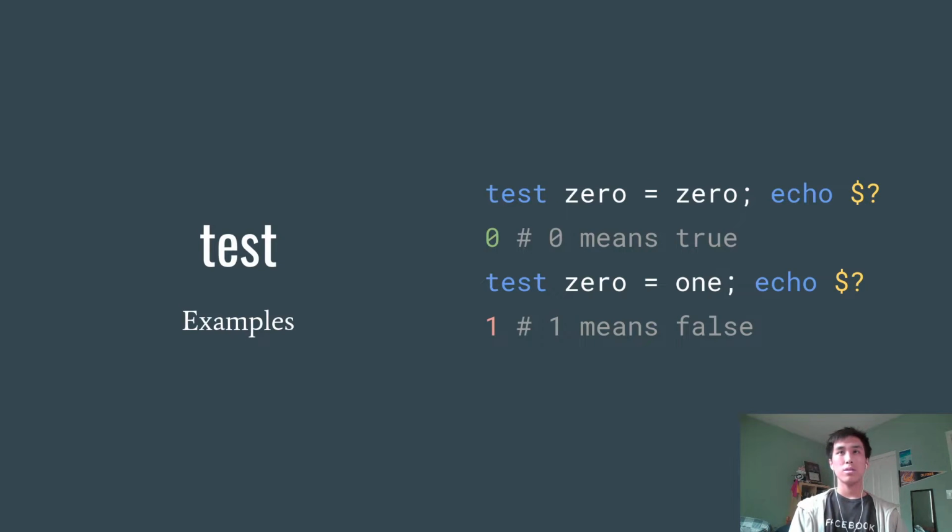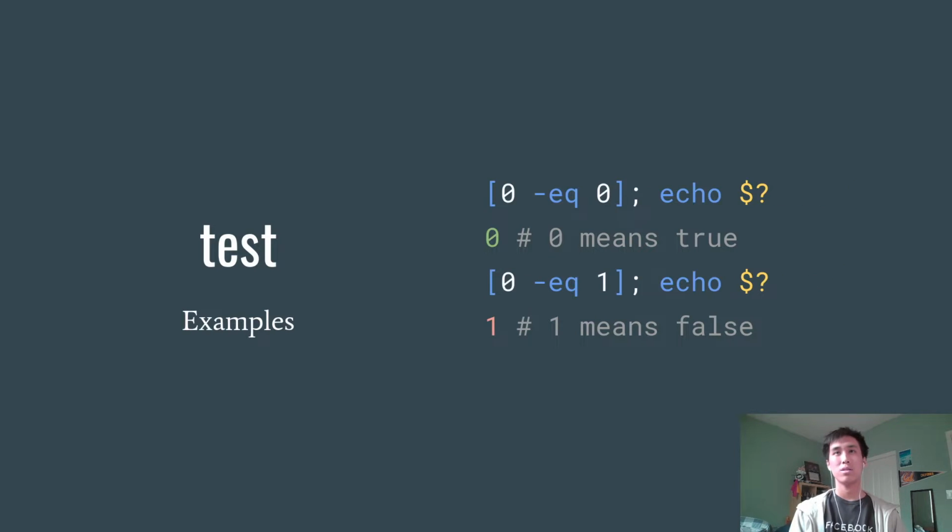And the answer is it will output 0 and 1, because the first one, 0 equals 0, so it outputs 0, which means true. And the second one, 0 is not equal to 1, so it outputs 1, which means false. And you can also write this in shorthand, like I said earlier, with brackets. So this is a lot shorter and somewhat neater.